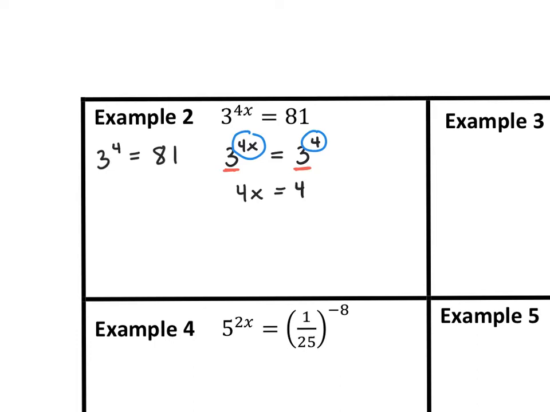And so now we move on to step 5, where we isolate the variable. So how do you get rid of the 4? The opposite of multiplication is dividing, so we're going to divide both sides by the 4. And so x equals 1. X equals 1.